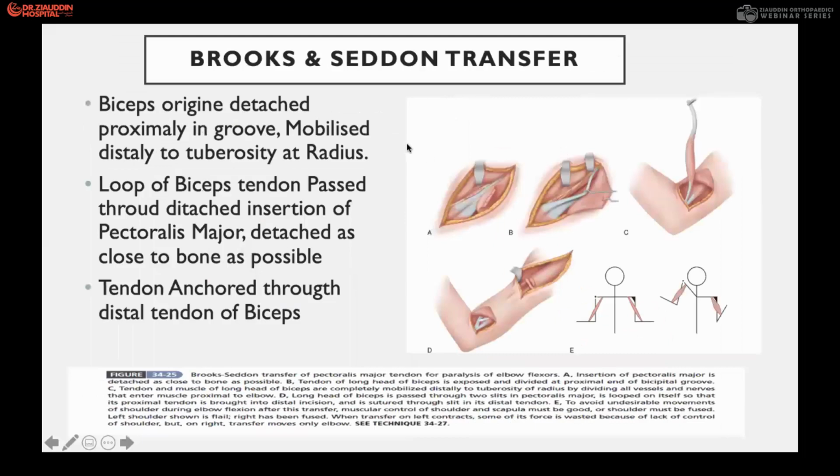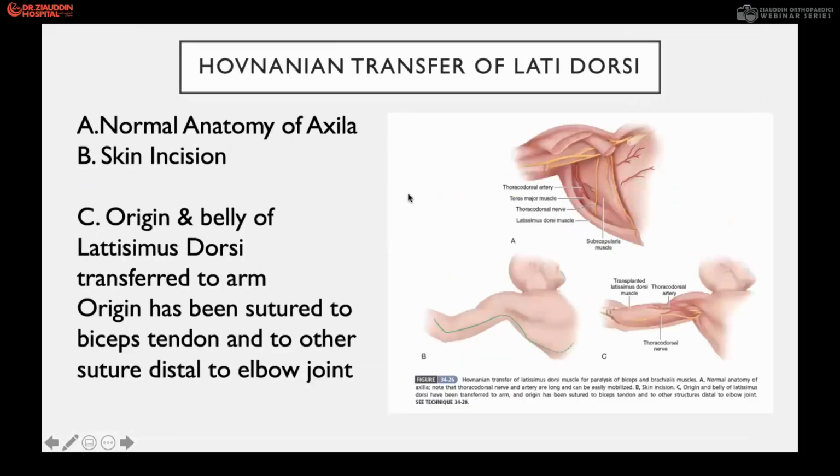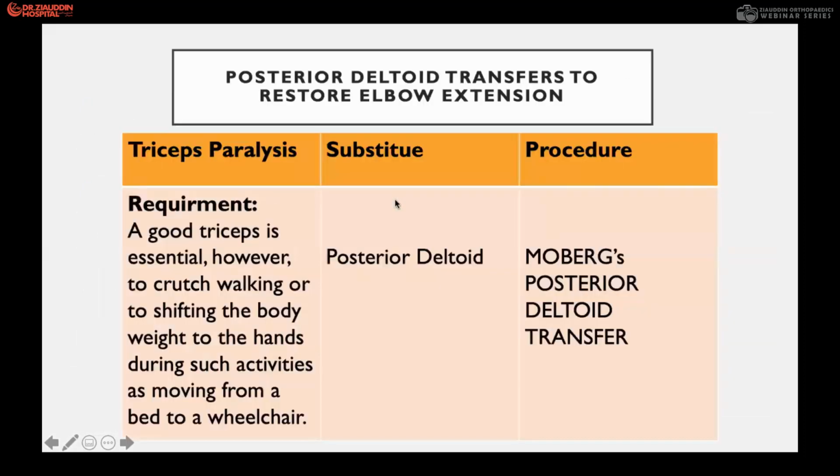joint. Here is the Brooksman and Ziauddin transfer, where the biceps tendon is detached superiorly through the detached portion of the pectoralis major. It is reinserted, and pectoralis major acts as the flexor of the elbow joint. Ovenian transfer is mostly latissimus dorsi transfer for the flexor muscle of the elbow joint.